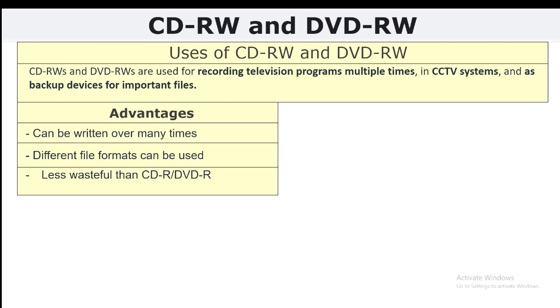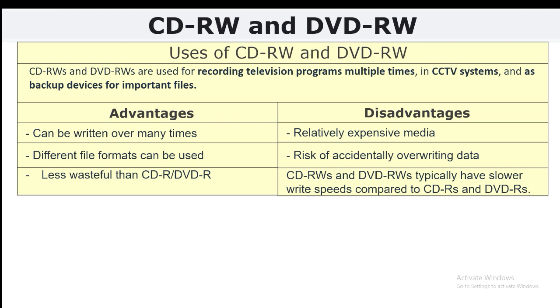Once you have a CD-RW or DVD-RW that you don't want to use again, for whatever is on it that you don't want to use again, you can overwrite on it and then make use of the new recording on it. Some disadvantages are that they are relatively expensive compared to the CD-R, and then the risk of accidentally overwriting data is also really high. Now, because we can rewrite on it, which is an advantage, it can also become a disadvantage. So for example, if you have some information on that CD or DVD and you forget yourself, you can rewrite on it. So what it means is that whatever was on it initially cannot be retrieved once you write over it.